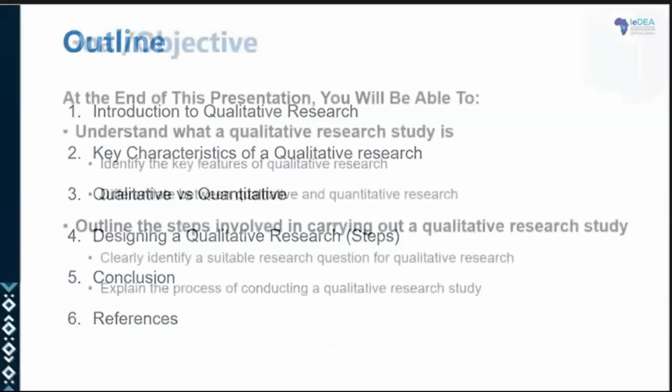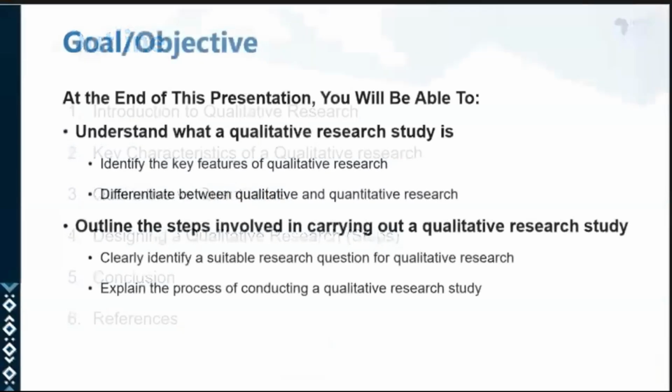The goal for today is for us to understand what qualitative research is and to outline the steps that are involved in conducting a qualitative research, by clearly identifying suitable research questions for the qualitative research and explaining the process of conducting it.